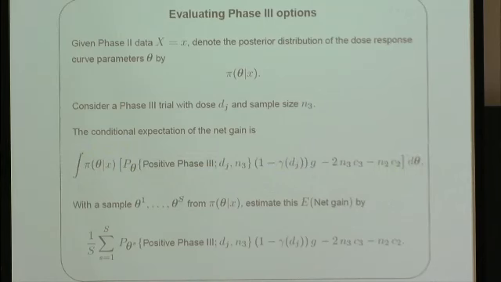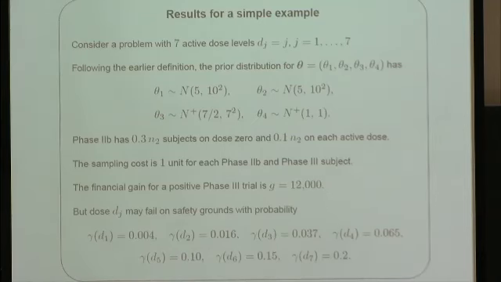So I won't say much more about the details. I'll talk a little bit more about the computational burden and so on later on. But let's look at an example and see some results. So some details of the example. I've got 7 doses, the prior that we saw before.